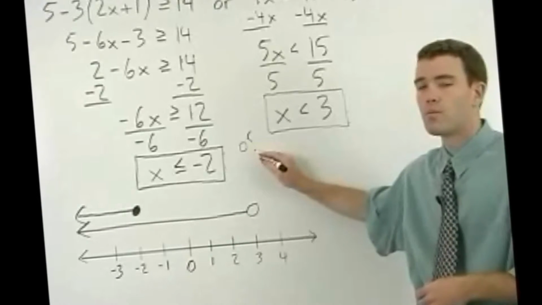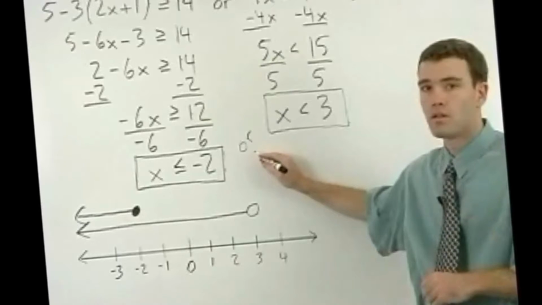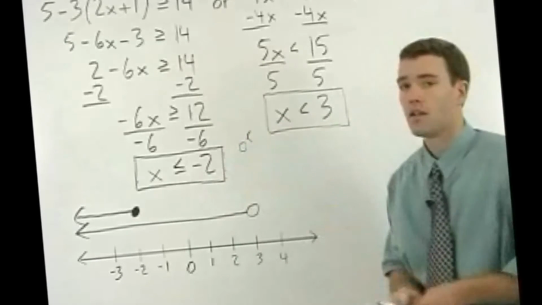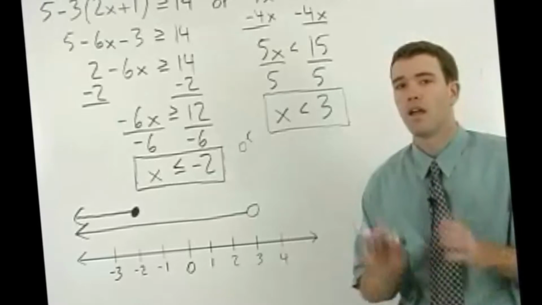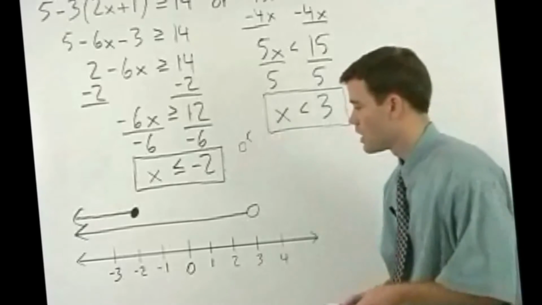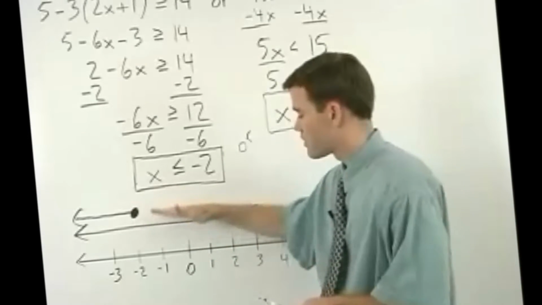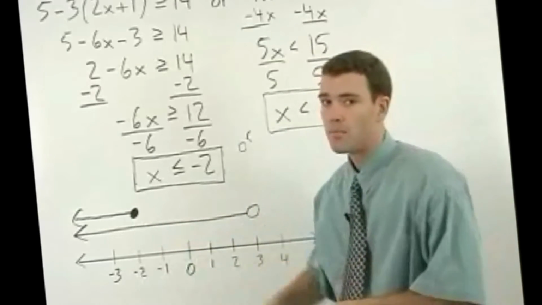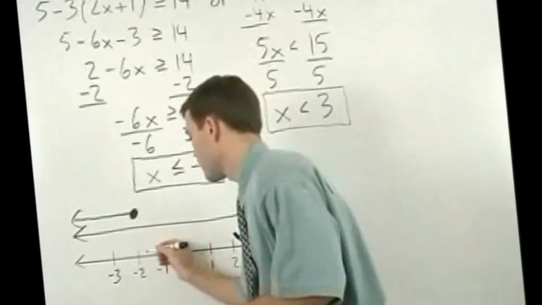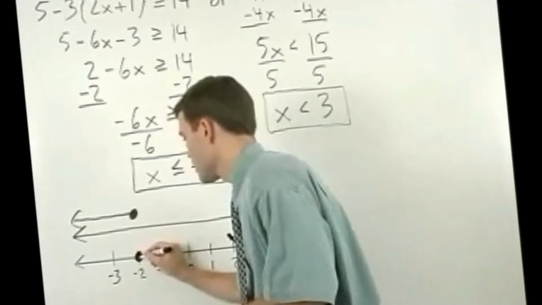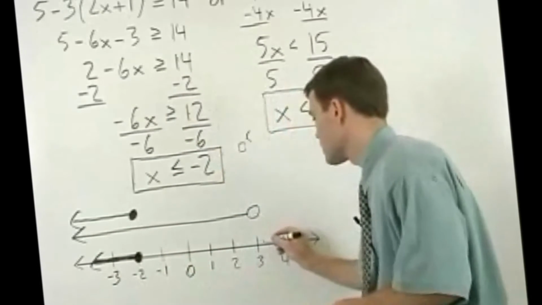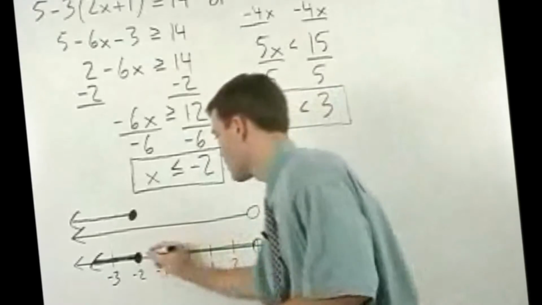Remember that OR represents union. And the union of these two inequalities means that our answer will include everything that's mentioned in the two inequalities. So all we have to do is bring both of these graphs down to the number line and see what we're left with. So we have x is less than or equal to negative 2, along with x is less than 3.